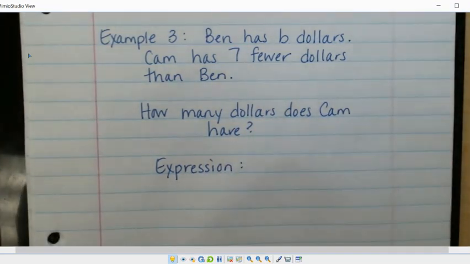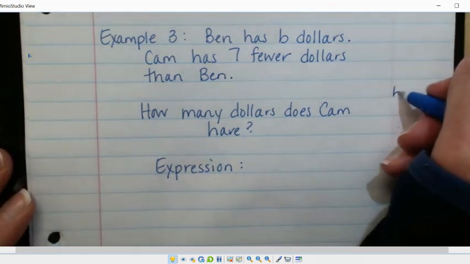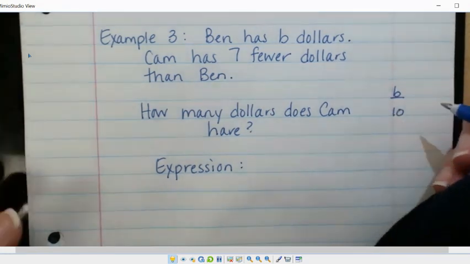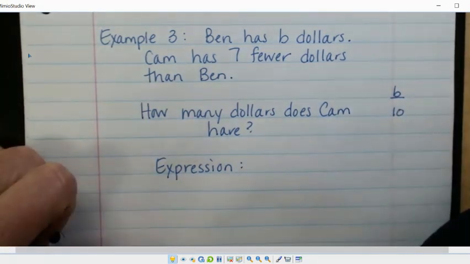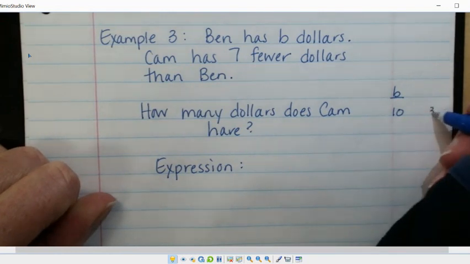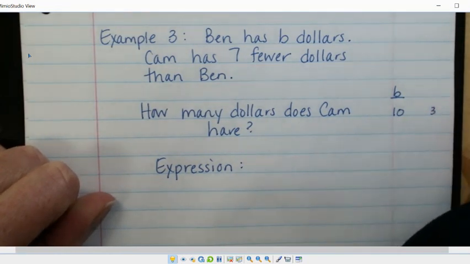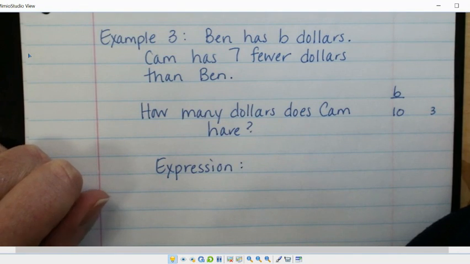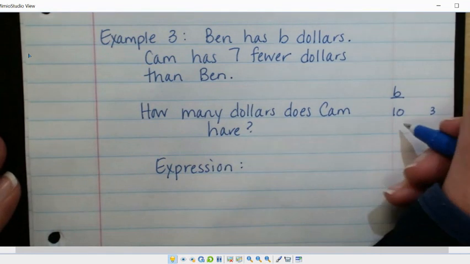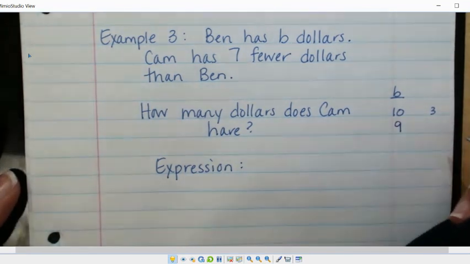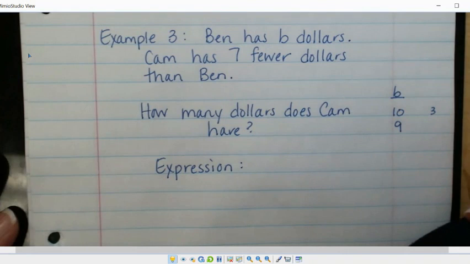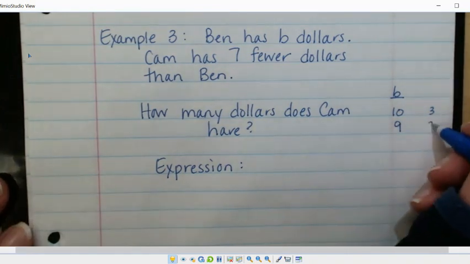So Ben has B dollars. Cam has 7 fewer. So let's say Ben has $10. That's my B value here. Let's say he has 10. If Cam has 7 fewer, then Cam would have 3, right? Now let's say Ben has $9. Cam has 7 fewer dollars. So Cam would have $2.